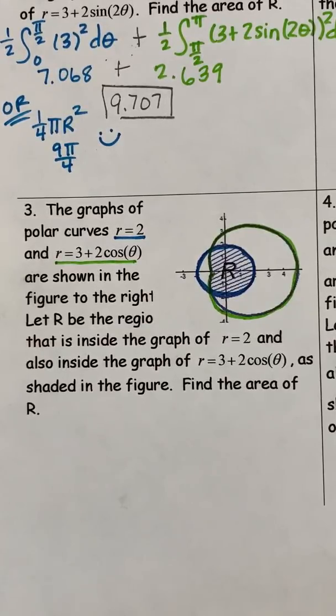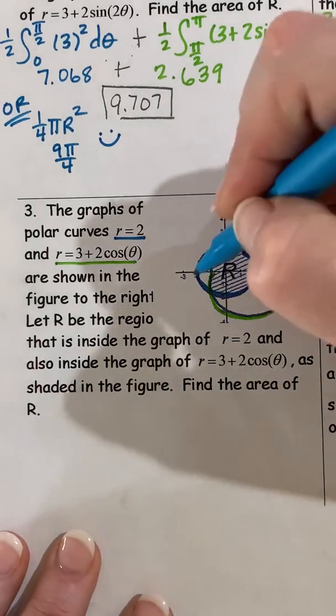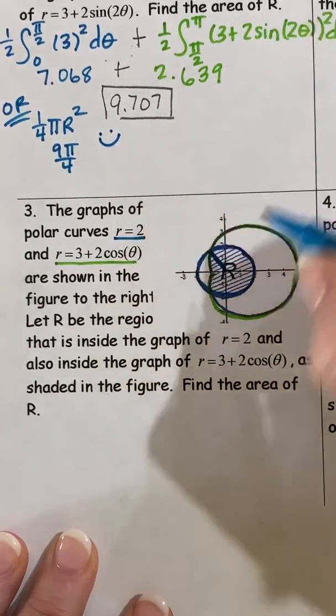That are shown in the figure to the right. Let R be the region that is inside the graph of r equals 2 and inside the graph of the cardioid, as shown in the figure. Find the area. This time we don't have a choice. So remember when you are finding area, it's straight line, straight line. So I need to know where my two graphs intersect, here and here.